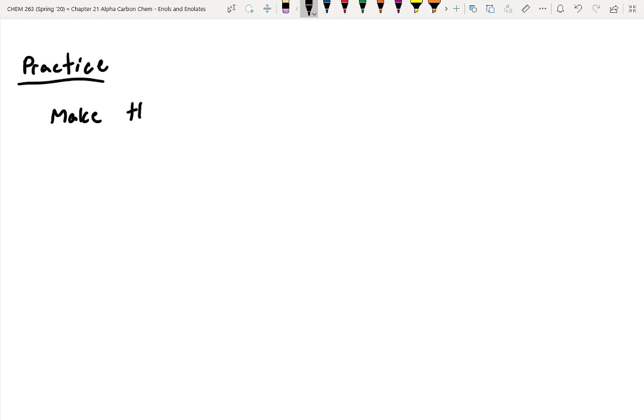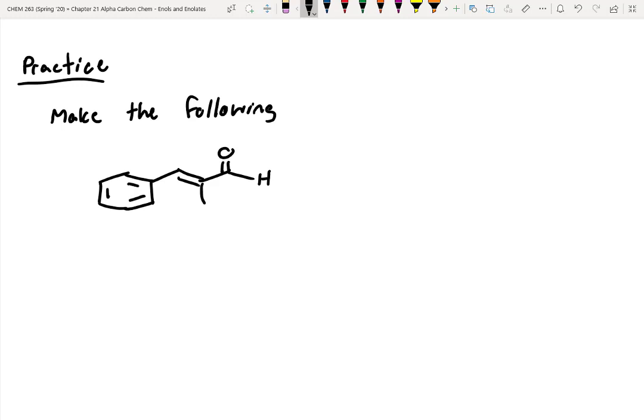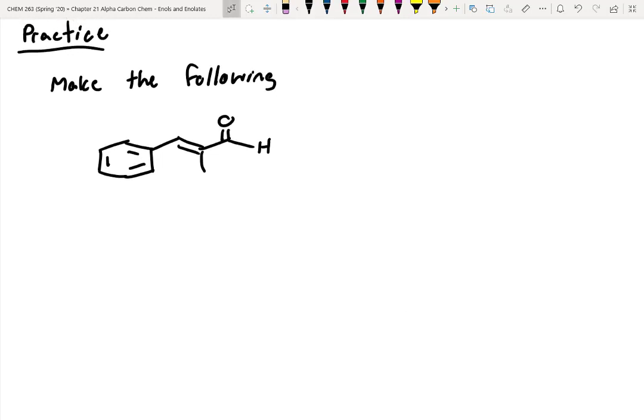And we're going to make the following. All right, what I want to do is make this compound right here. And it's a little bit different than what we saw before, because in this example, we don't have a hydroxy group. However, I would still say that this is my alpha position, and this is my beta position. And we know that this is ultimately a new bond between two molecules. So let's work backwards from here.